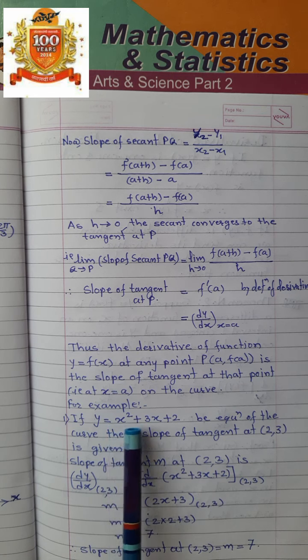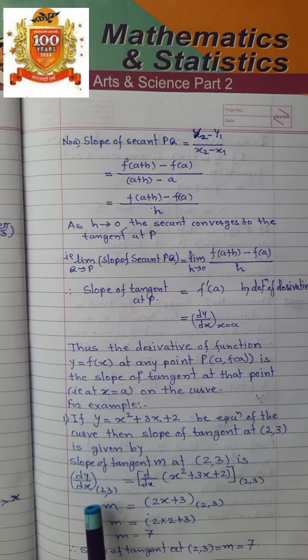Now differentiate this equation with respect to x. dy by dx at 2, 3 is equal to d by dx of x square plus 3x plus 2 at point 2, 3. Derivative of x square is 2x. Derivative of 3x is 3. Derivative of 2 is 0, no need to write. Therefore m is equal to 2x plus 3 at 2, 3. At 2, 3 means we have to put the value of x is equal to 2 here. Therefore m is equal to 2 into 2 plus 3, that is m is equal to 7. In this way we found slope of tangent at point 2, 3 is equal to m is equal to 7.